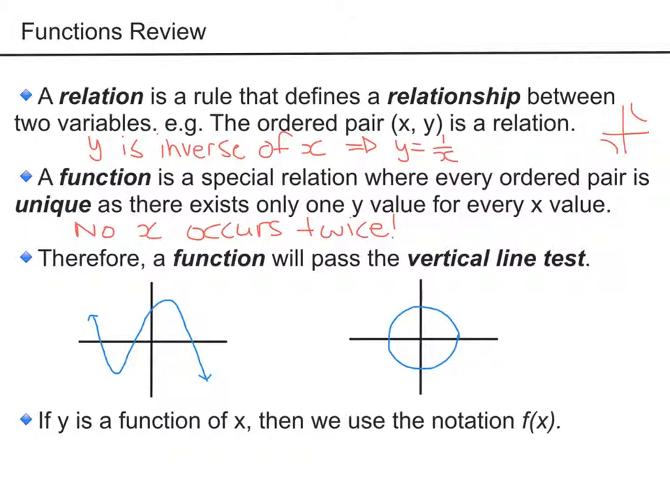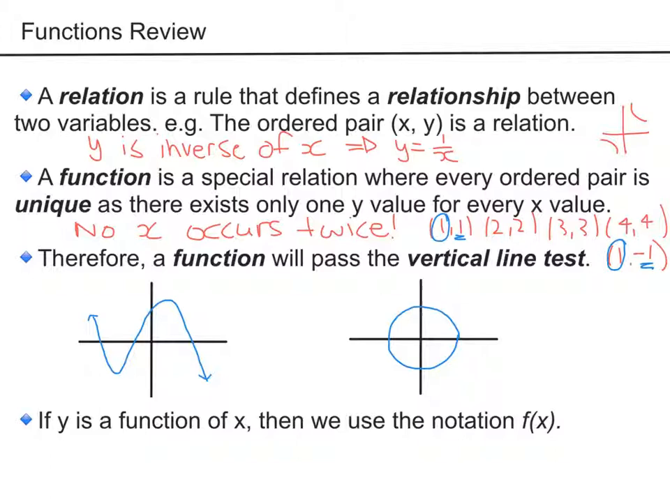For example, the set of ordered pairs (1, 1), (2, 2), (3, 3), and (4, 4) is a function as there are no repeated x values. However, if we added another coordinate, say (1, -1), this set is no longer classified as a function, as the x value x equals 1 now contains two corresponding y values, y equals 1 and y equals -1, so x is no longer unique.